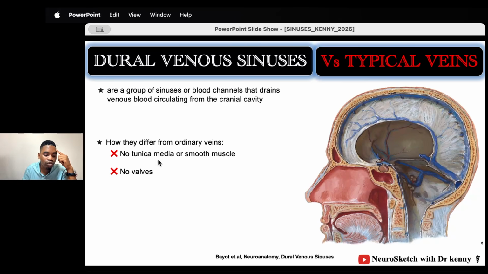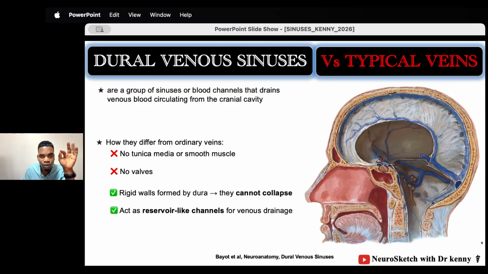Number one, they do not have the tunica media, and they are also devoid of smooth muscle, unlike veins. Veins have tunica media and smooth muscle, and they also have valves. These dural venous sinuses are valveless, unlike veins. And on top of that, because their walls are enhanced by the dura mater, these sinuses do not collapse.